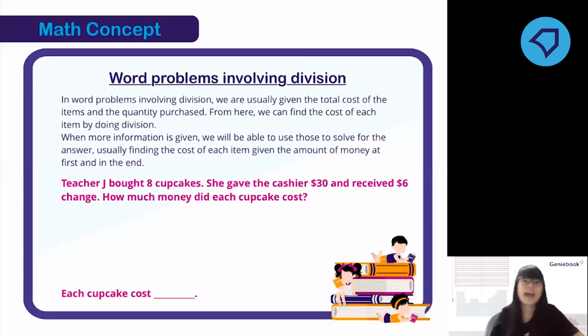Now, how about word problems involving division? In a word problem involving division, you're usually given the total cost of the items and the quantity that's being purchased. Then you can find the cost of one item. But for P3, now you have to find the total cost.